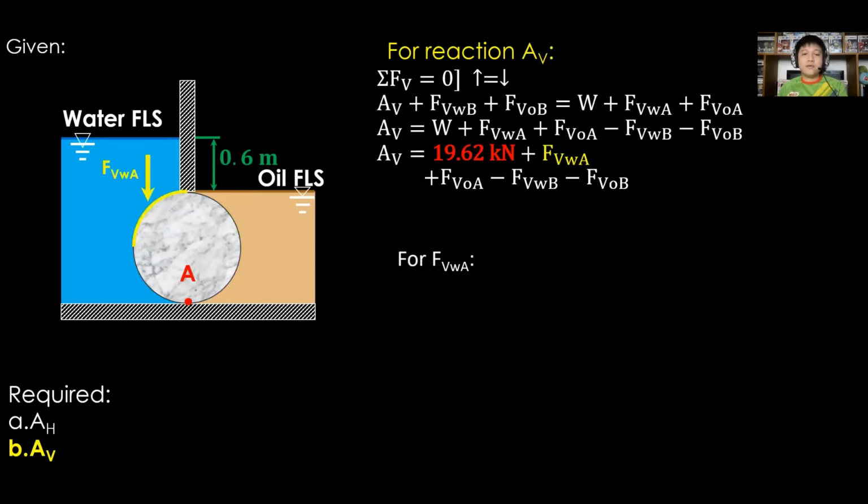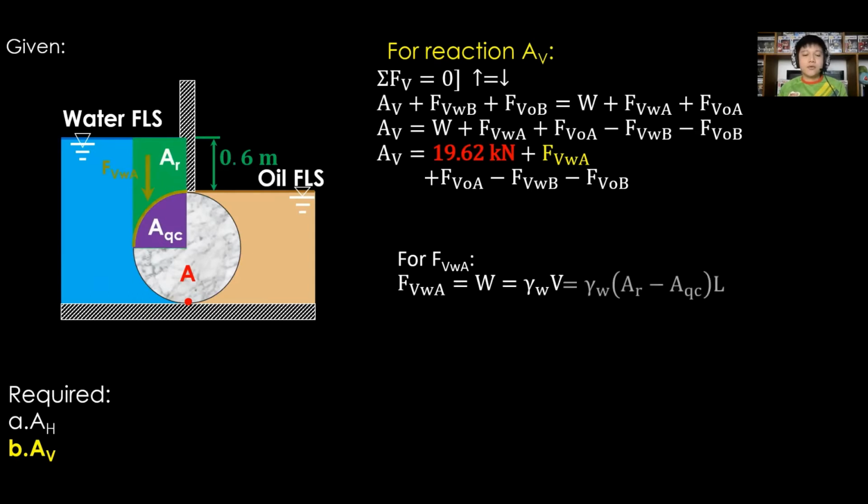For F sub VWA, or above for water, it is equal to gamma of water times V. But for volume, we need to determine only the fluid above the surface. Thus, consider one rectangular prism, then subtract a quarter of a circle prism. Therefore, F sub VWA is equal to gamma of water times the quantity, the rectangular area minus the quarter circle area, then multiply by the length L.